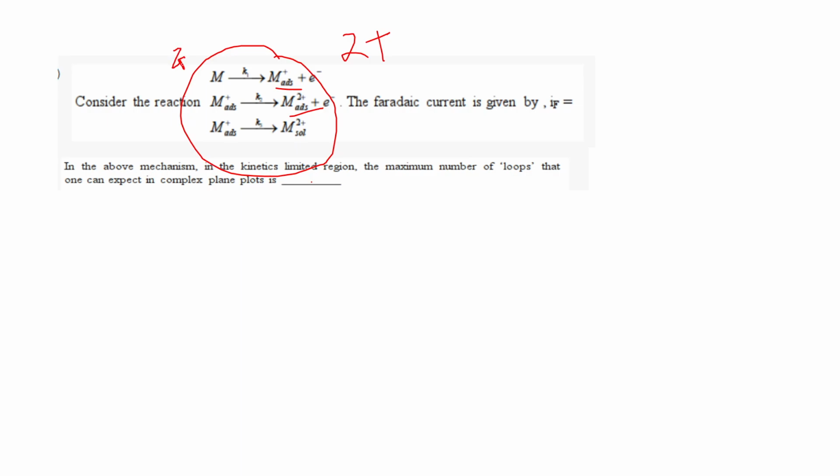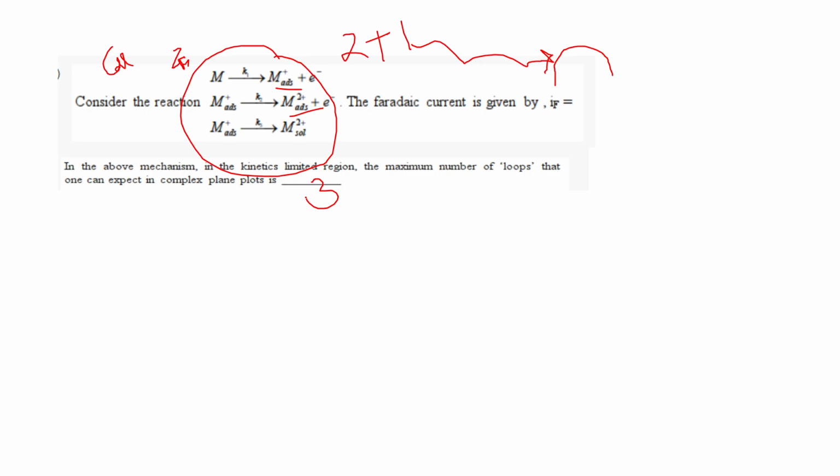Faradaic impedance, right? Now, apart from that, you also have a double layer formation. The first loop will correspond to the double layer formation. So always there will be the number of intermediates plus 1. At a high frequency, you can expect another loop which corresponds to the double layer formation, the CDL and a resistor in parallel. So the total number of loops in this case, the maximum which you can expect, is 3.